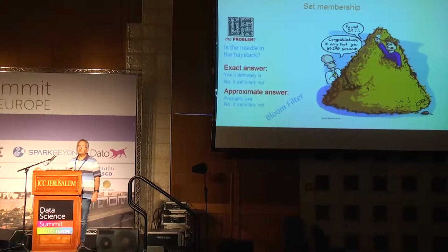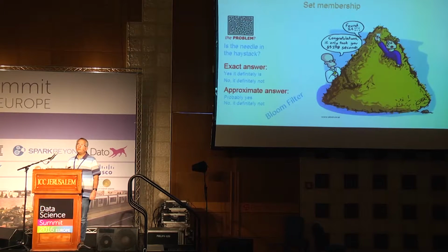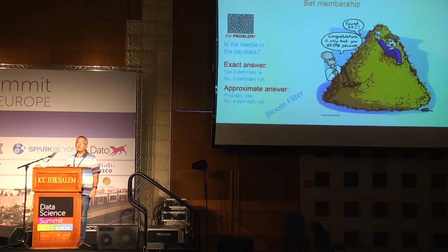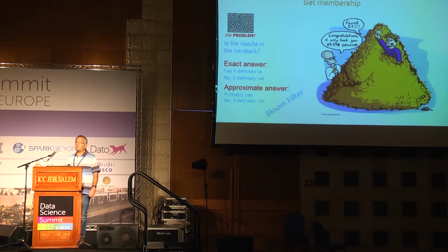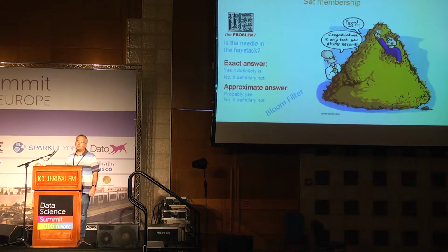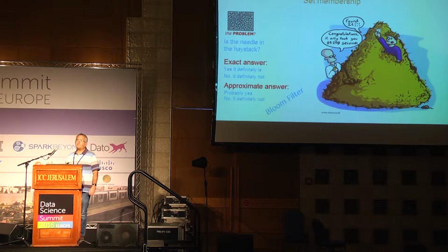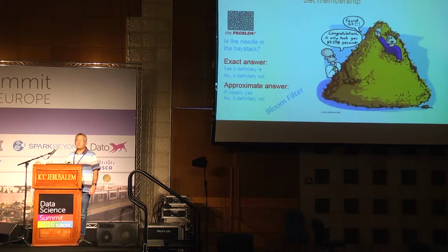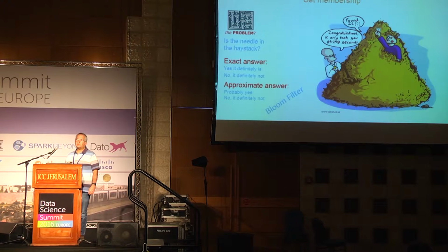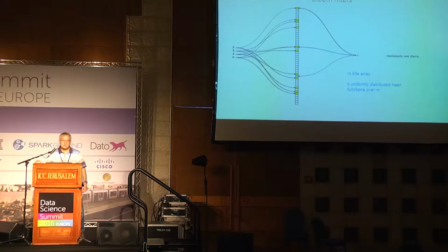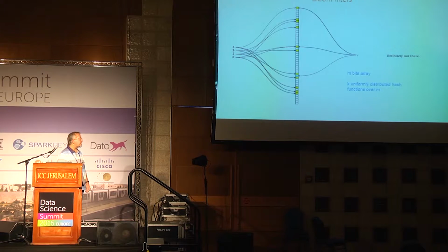But if you can, as I said, trade off, and you are ready to give away something, and you are okay with getting probably yes with a high accuracy, but not an exact answer. So if the needle is not in the haystack, you will definitely get the correct answer, it's not there. But if you get the answer that it's probably there, then it's probably there, but there might also be false positives. So a data structure that provides this capability is called the Bloom filter.